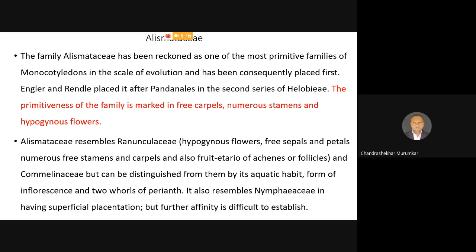In the second series of Helobiae, the primitiveness of the family is marked with the free carpels, numerous stamens, and hypogynous flowers, which are free. So in this case, there is the presence of perianth, but in other cases, the perianth may not be distinguished into calyx and corolla. Only perianth may be present, or even the perianth may be absent. And because of that, as I told you at the beginning, it has been placed in the Daphneus group. Here also it is treated as Pandanus, and then it was placed in the Helobiae. So this is at the beginning of the classification, placed at the beginning of the monocots.